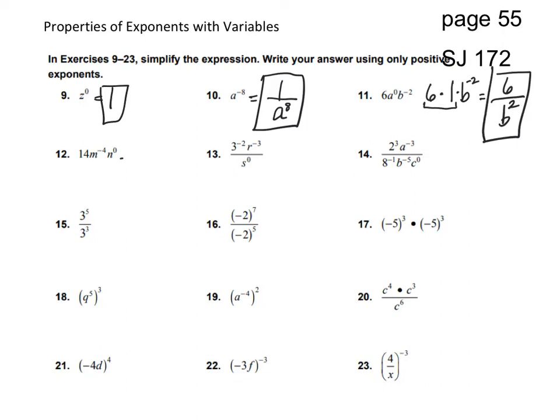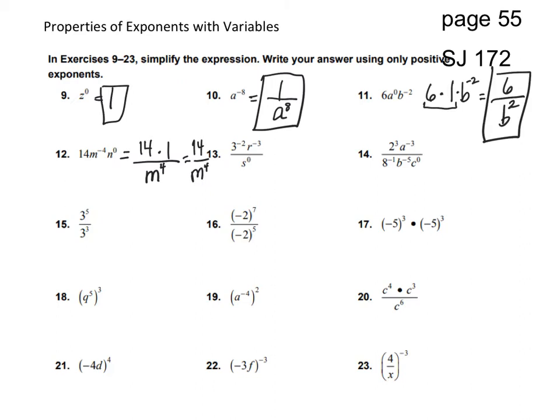Number 12, I can do all the movements at one time. 14 remains in the numerator. M goes to the denominator with a positive 4 exponent, and n to the 0 power is 1. So 14 times 1 is 14 over m to the 4th power.